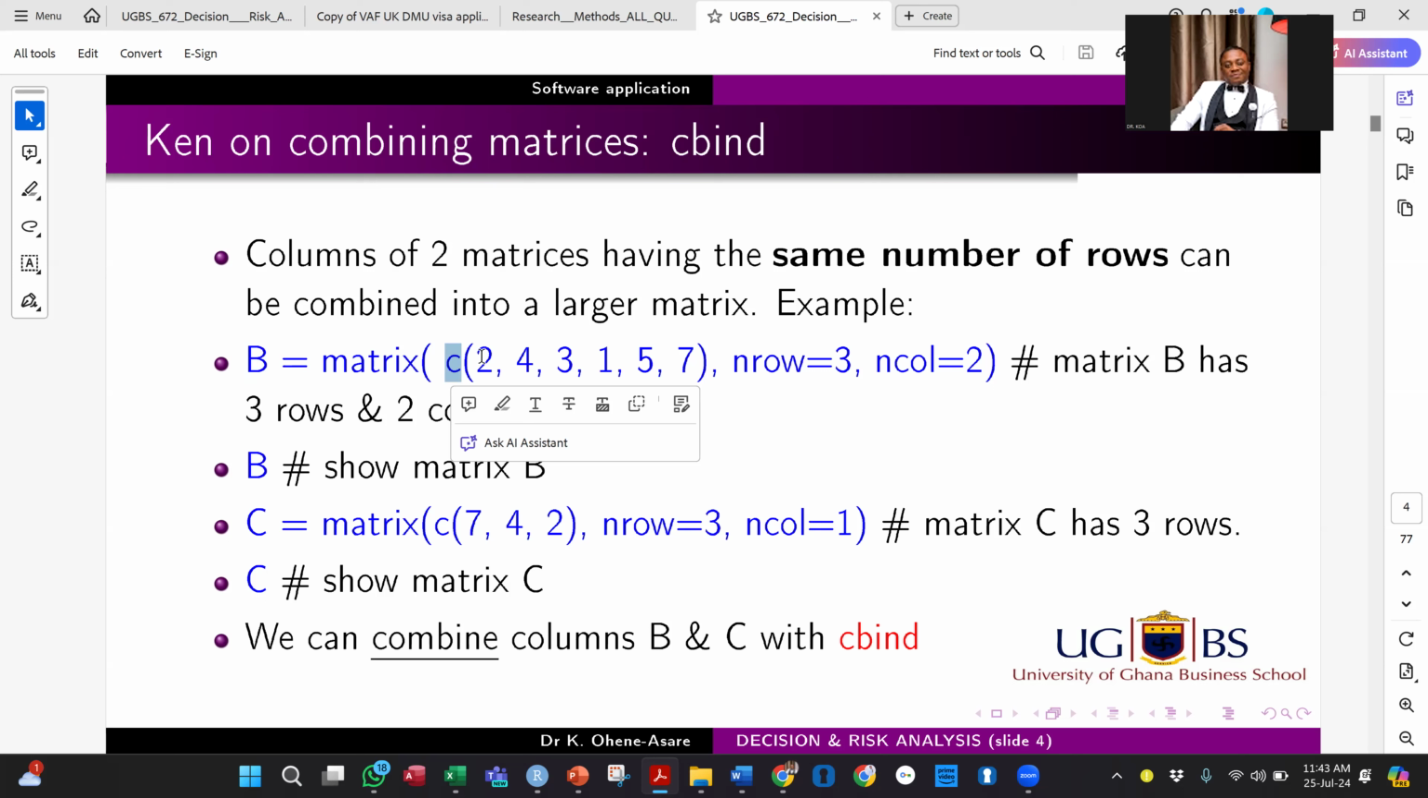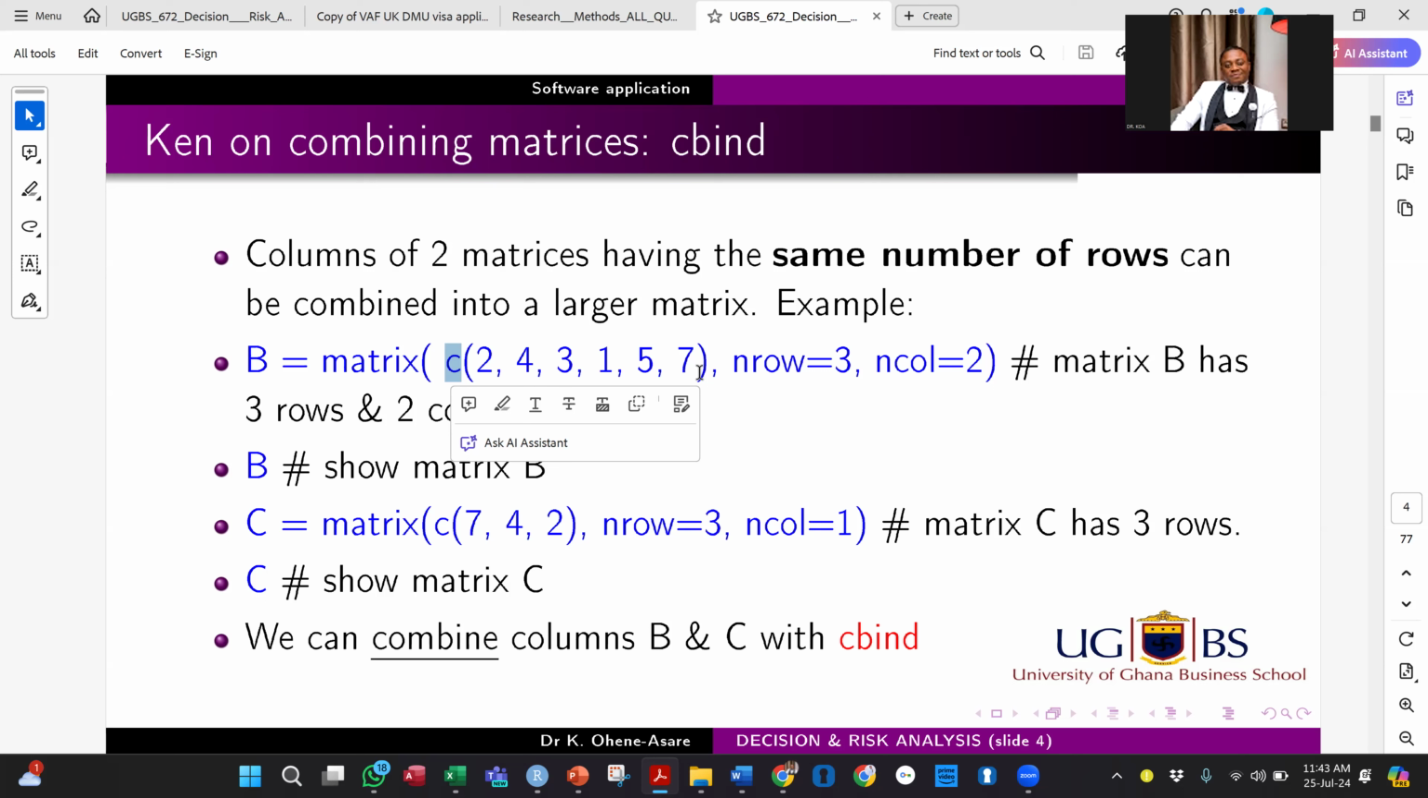Sorry, it's not a column matrix. It's just a combined matrix, and then we are going to separate them. You have 2, 4, 3, 1, and 7. The first thing you want to do is to copy this one and take it to your R. This 2, 4, 3, 1, and 7 is a matrix, but you want to split them. You want to indicate the number of rows is 3.